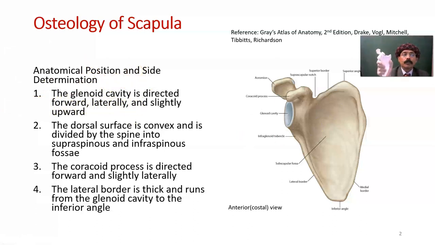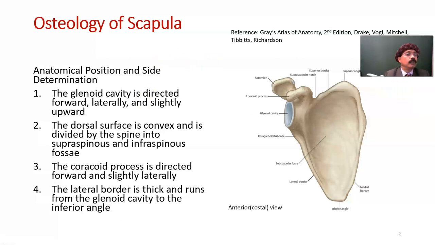This is the left scapula, and this is the glenoid cavity, directed forward, laterally and slightly upward. The dorsal surface is convex, divided by the spine into the supraspinous fossa and infraspinous fossa. The coracoid process is directed forward, slightly laterally. The lateral border is thick, and the medial border is comparatively thin. The lateral border runs from the glenoid cavity to the inferior angle.